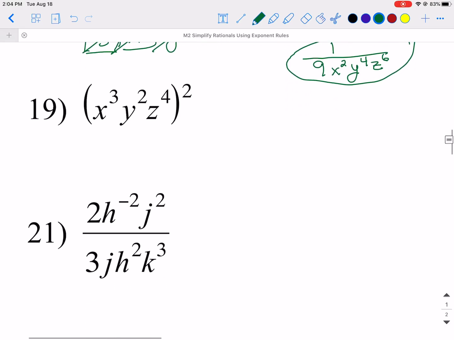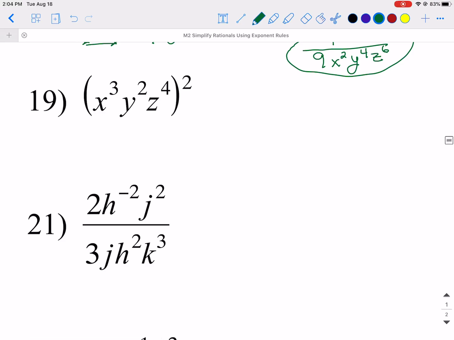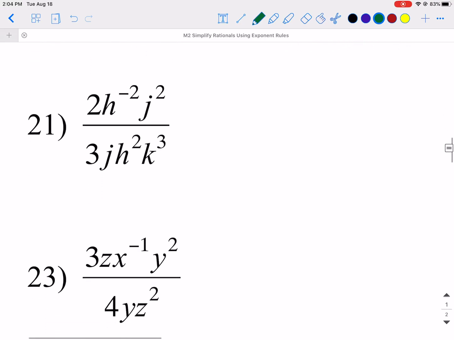Simple, right? Okay. So next video, we're going to tackle some quotient rules, which is so much fun.